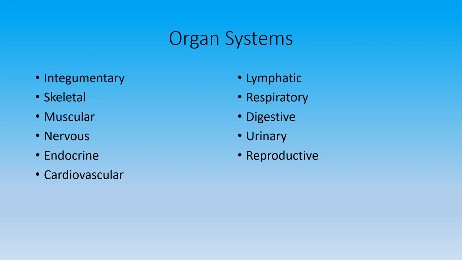The respiratory system deals with your lungs and the gas exchange, taking in oxygen, getting rid of carbon dioxide. It's going to play a role in helping to maintain the pH balance in the blood. Your digestive system, starting at the mouth, going through the esophagus and stomach and your intestines, is going to be taking in nutrients, absorbing those nutrients, and then getting rid of the waste.